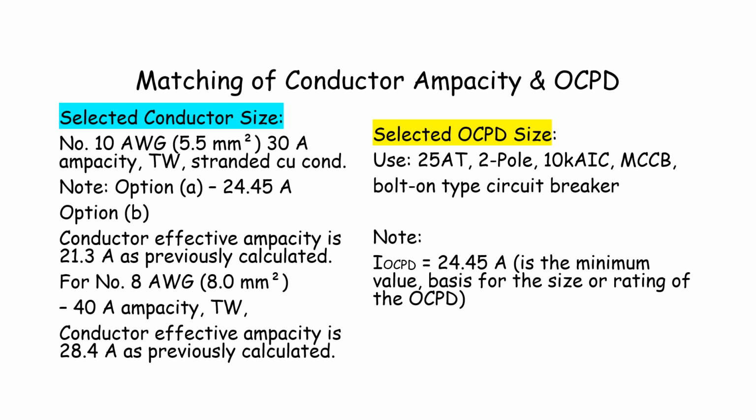Now we have also selected our overcurrent protection device, which is 25 ampere, 2 pole, 10 kaik MCCB bolt-on type circuit breaker. Note that OCPD 24.45 is the minimum value basis for the size or rating of OCPD. So this is the minimum value. That's why we selected 25 ampere trip. Now let us check the matching. So for 30 ampere, 21.3 here compared to 25 ampere trip. Do these two values match?